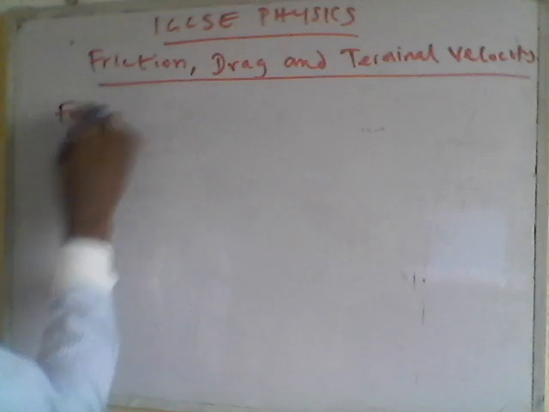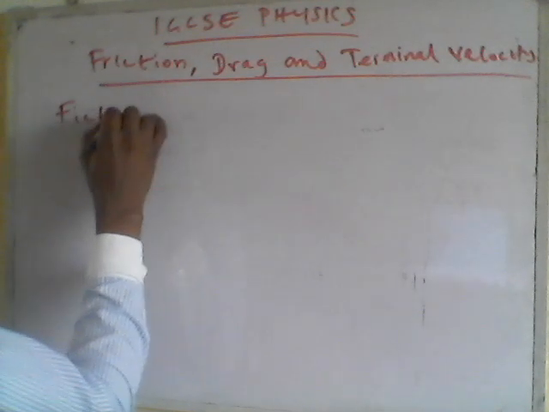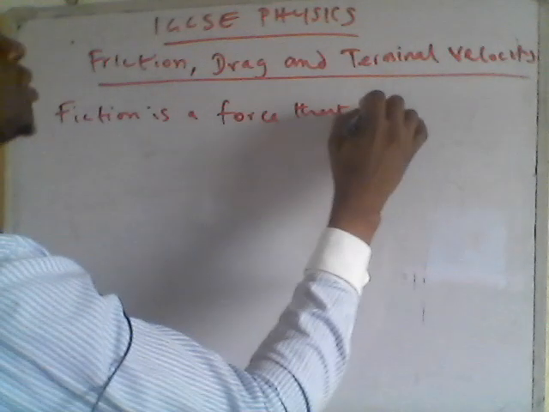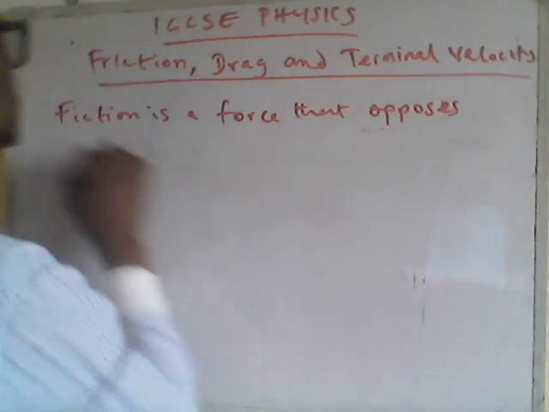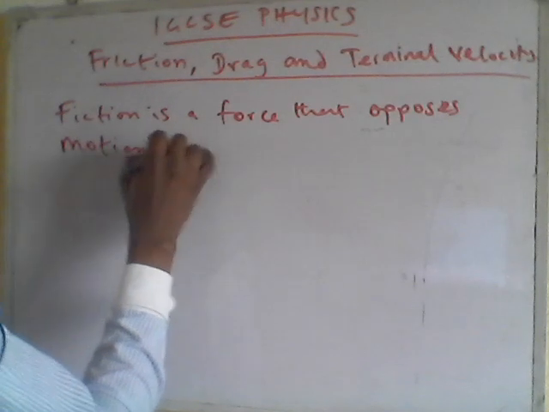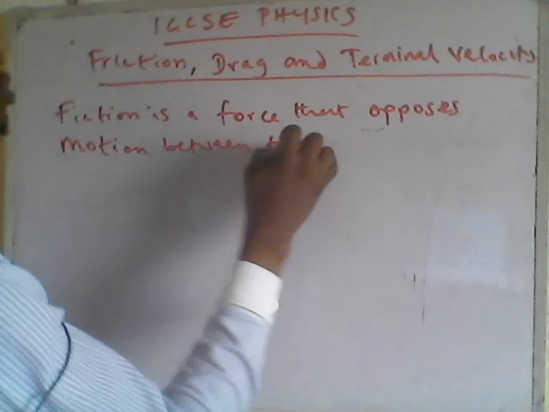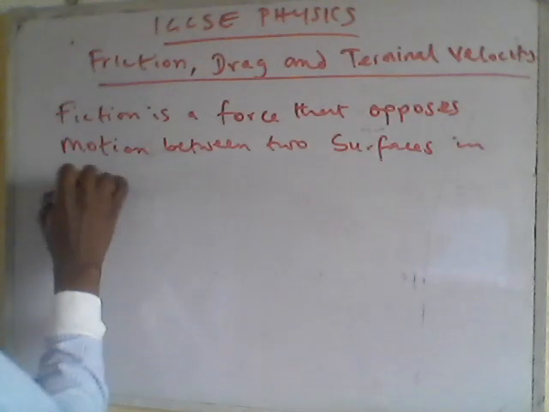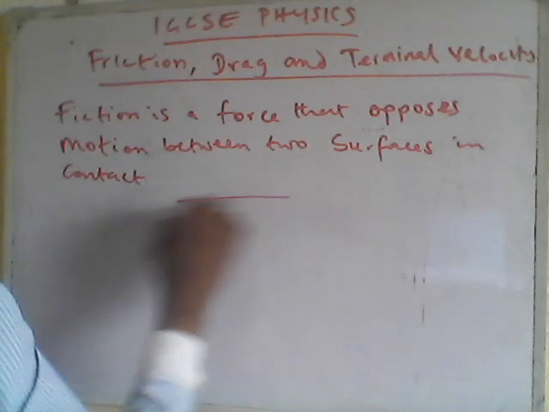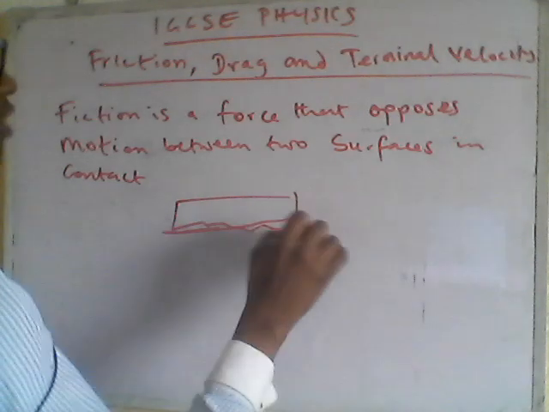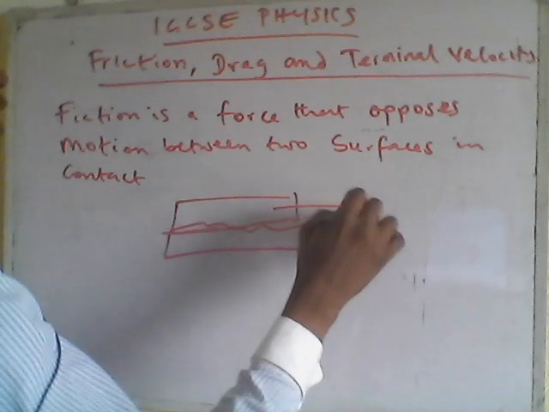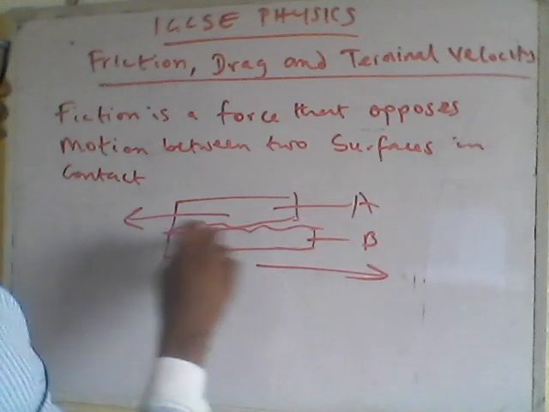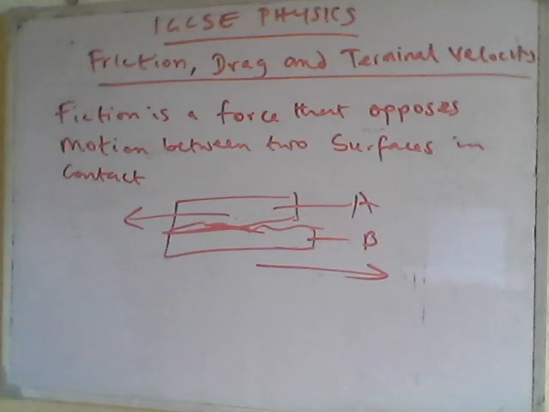Friction is a force that opposes motion between two surfaces in contact. So if a surface is gliding over another surface and they are in contact, let's say this is body A and body B, and A is moving this way, B is moving this way. Now there's a force that tries to oppose the motion between these two bodies.